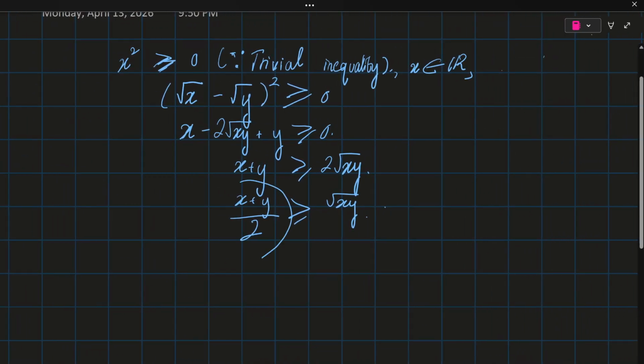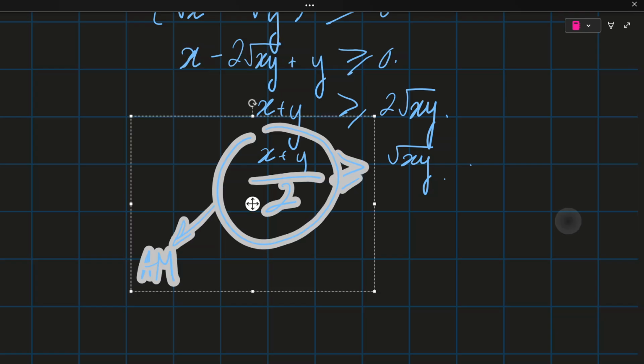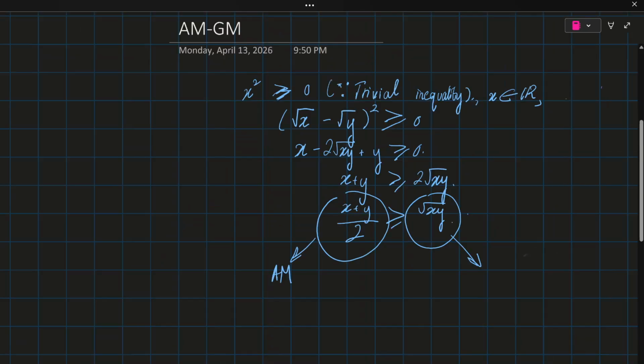So essentially this part is the AM, standing for arithmetic mean. Because, well, just like in statistics, right? You add in 2 values and then divide it by 2 to get the mean of it. Whereas this is the geometric mean.